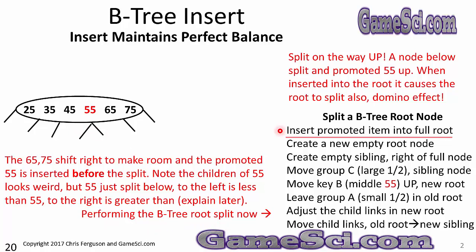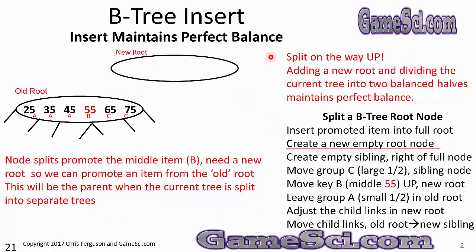We've inserted the promoted item, 55, into the full node. Split on the way up. Adding a new root and dividing the current tree into 2 balanced halves maintains perfect balance. Let's create a new empty root node. Here is our new root node. Here is the old root node over here.